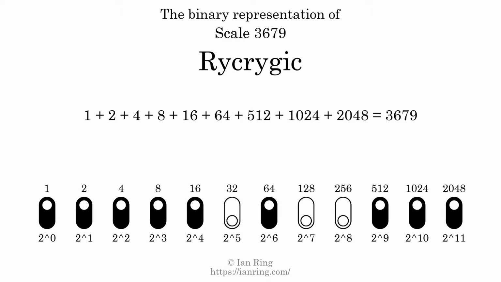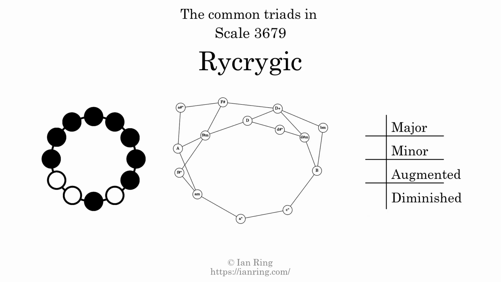3679. The scale number not only enumerates the scale with a unique index, but it also literally describes the tonal content of the scale. Represented as a binary number in base 2, the scale number is 1110010111111. Here are the common triads present in this scale.